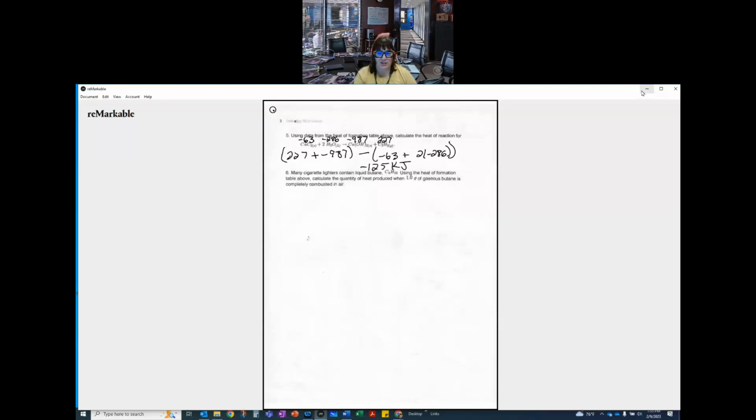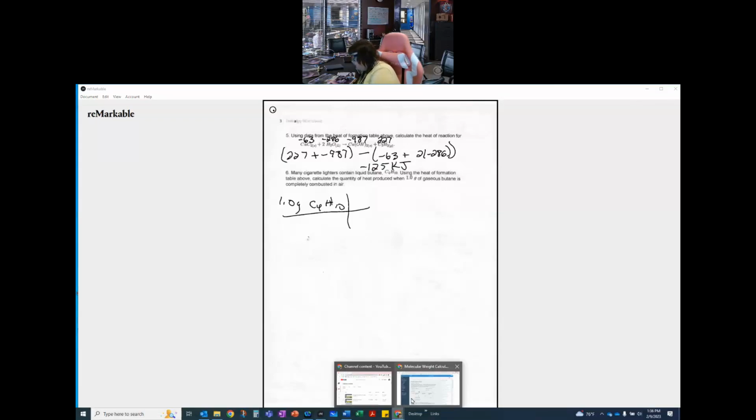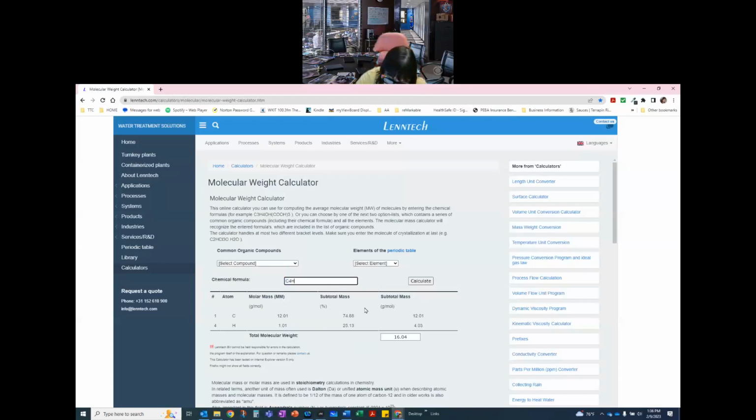Many cigarette lighters contain liquid butane, C4H10. Using heat of formation table above, calculate the quantity of heat produced when 1 gram of gaseous butane is completely combusted in air. Okay, so there are a couple of things I need to do. One, I'm going to convert 1 gram of C4H10 to moles, and we'll need the molecular weight to do that. C4H10, 58.12.